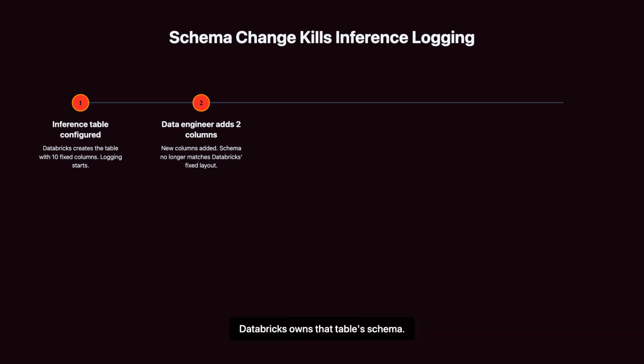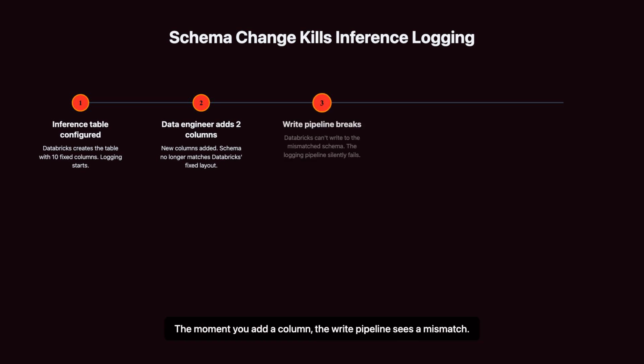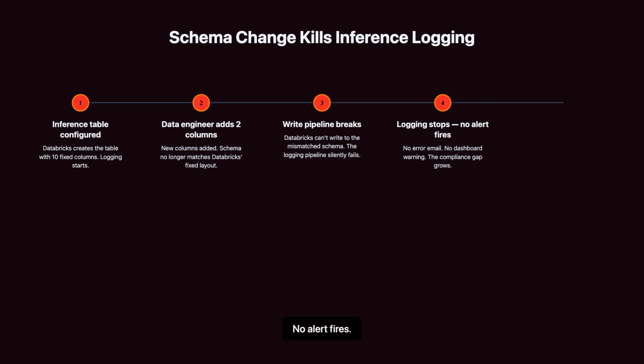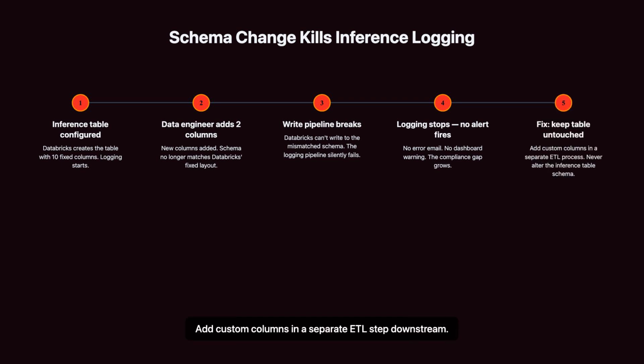Databricks owns the table's schema. It writes to exactly 10 fixed columns, things like request ID, timestamp, and response payload. The moment you add a column, the write pipeline sees a mismatch. The endpoint marks logging as failed. Logging stops silently. No alert fires. No error email. That's how you lose 3 weeks of compliance data without noticing. The fix? Leave the inference table untouched. Add custom columns in a separate ETL step downstream.